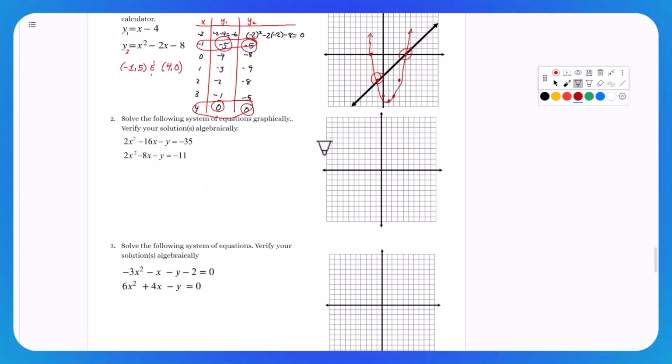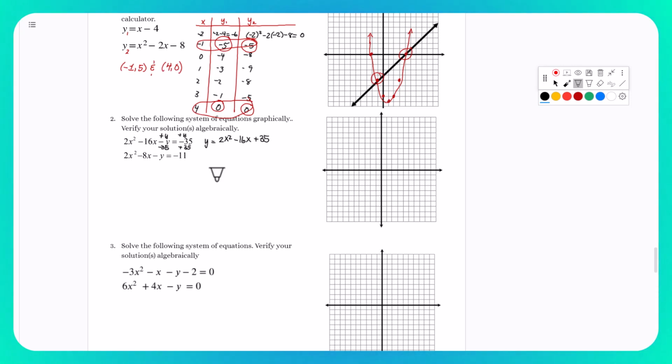Let's try another one. Solve the following system of equations graphically and verify the solution algebraically. Well, the first step to solve graphically is to rearrange to isolate the y. In this one, I'm going to add y to both sides, and I'm going to add 35 to both sides. All that's going to do is give me y equals 2x squared minus 16x plus 35.